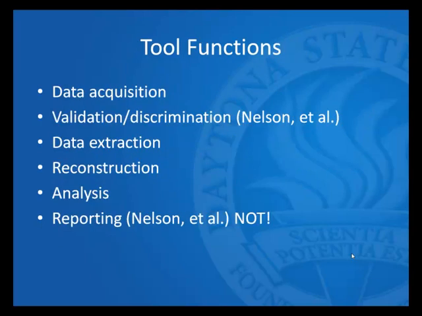There are a number of different things that tools do. Tools can acquire data. Our imaging tools are good examples of that. What Nelson and company say in their book, Validation and Discrimination, these are basically the tools that allow you to compare and contrast things. Most often in digital forensics, we do that by use of hash values, but there are other ways as well. But the ability to identify unique files or unique signatures is a very common requirement in digital forensics.